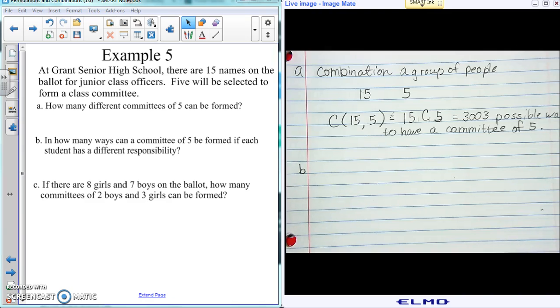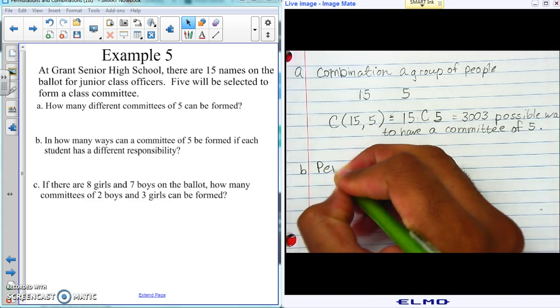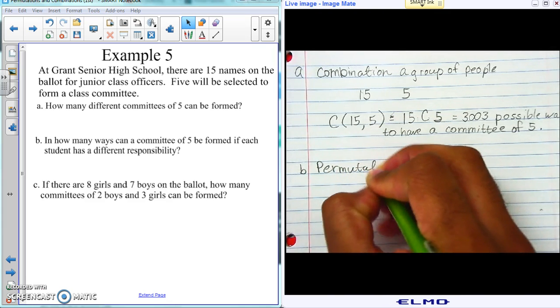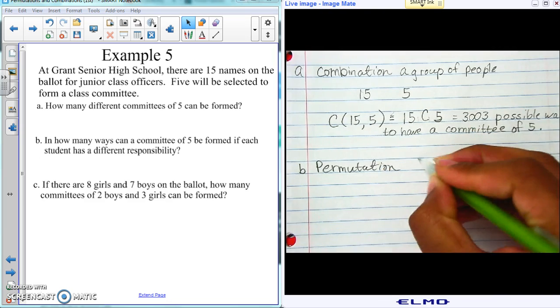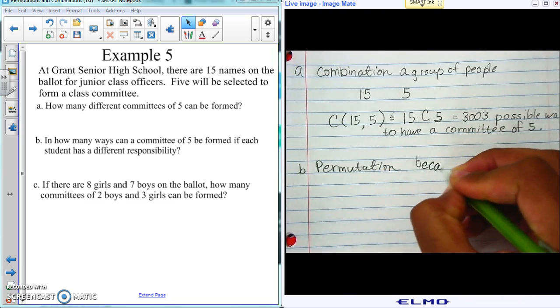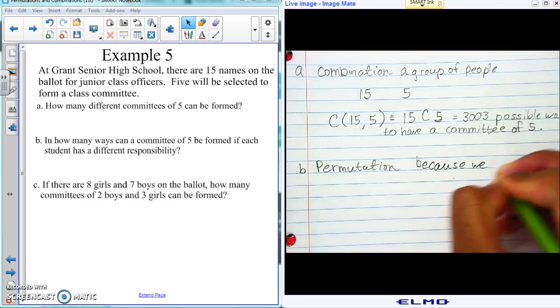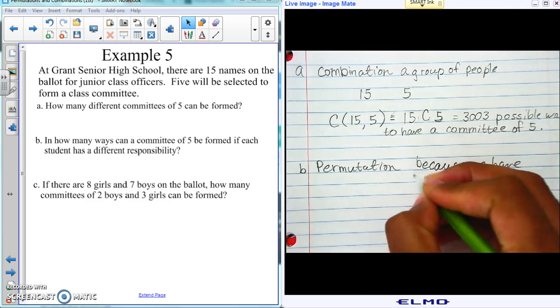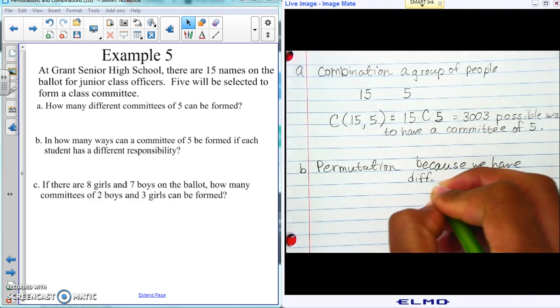So with that, does it matter the order that we put the people in, or is it just willy-nilly group people? It matters the order because we're talking about specific responsibilities for each person. So here, that means permutation because we have different responsibilities.